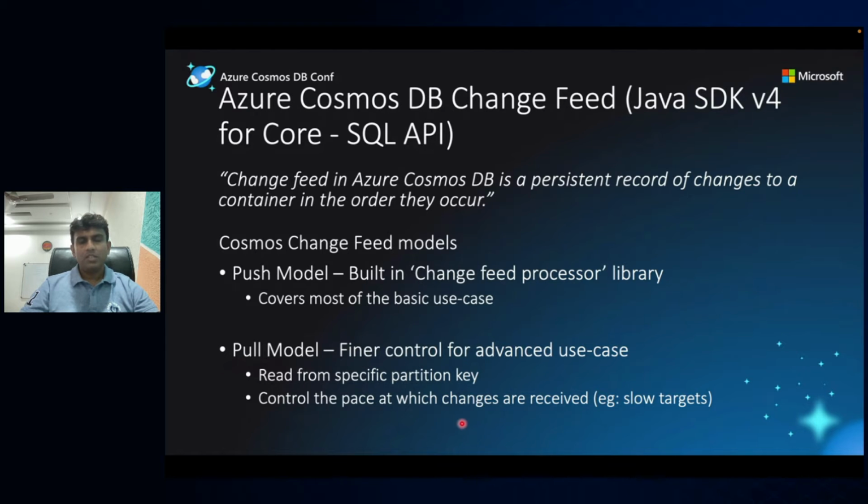As the name suggests, the client application will be constantly pulling changes from the container, and after receiving the changes, it processes them. Since it's up to the client to receive the changes from the container, it can control the pace at which it is receiving them. This might come in handy in scenarios where you have pretty slow targets and you need to handle back pressure on the source side. So the rest of the session is going to be based on the pull model.